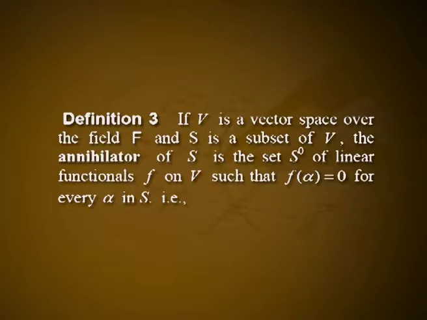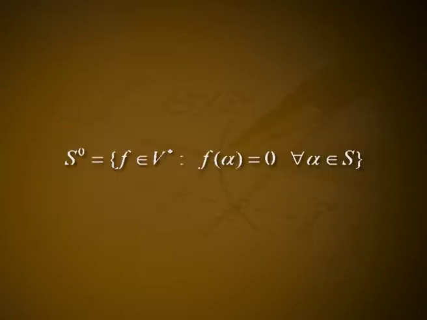Definition 3: if V is a vector space over the field F and S is a subset of V, the annihilator of S is the set S naught of linear functionals f on V such that f(alpha) = 0 for every alpha in S. That is, the annihilator of S equals the set of all f in V star such that f(alpha) = 0 for every alpha belonging to S. It can be easily seen that the annihilator of S is a subspace of V star whether S is a subspace of V or not. Special cases: if S is the set consisting of the 0 vector alone, then the annihilator of S equals V star. If S equals V, then the annihilator of S is the 0 subspace of V star.